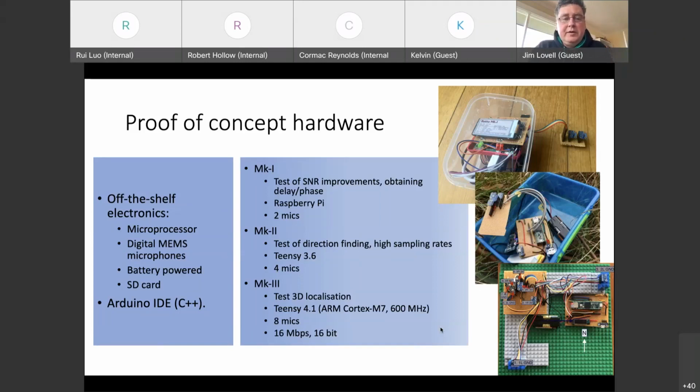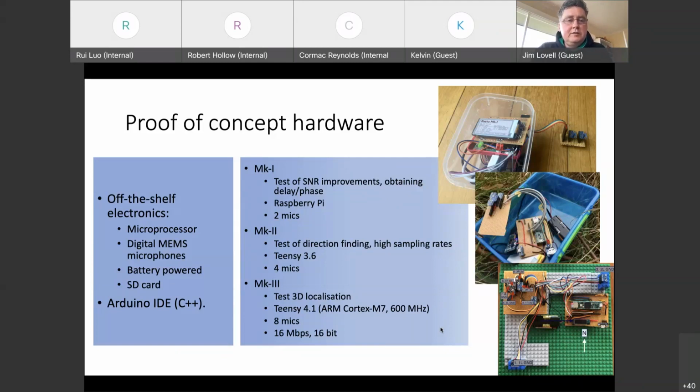So over the past 3 years, I've been building various versions. I'm not going to go into this in much detail because I don't have much time, but starting off with a 2 microphone recorder, the Mark 1, the plan for that was just to look at signal to noise improvements and see if the delay and phase could be obtained to give directions. And then a Mark 2, which had 4 microphones so that I could solve for direction totally. And now the Mark 3, which has 8 microphones, and hopefully will extract distance too.